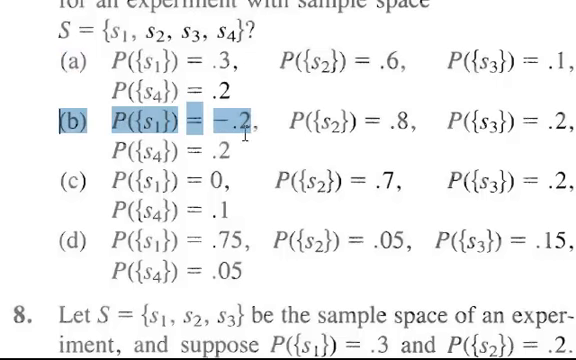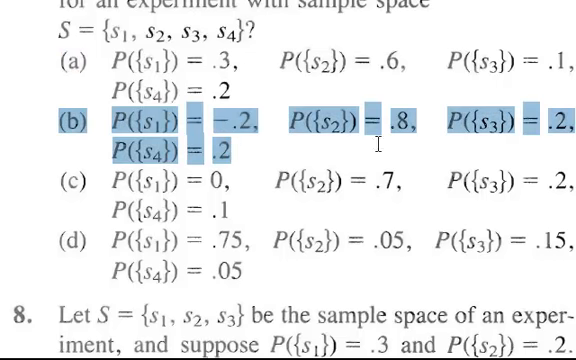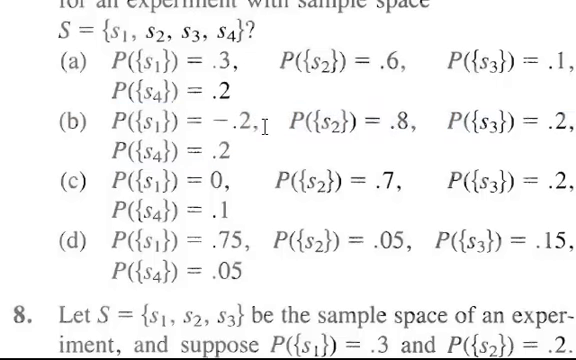How about B? Okay, what's wrong with B? They add up to 1, but it's still not right because we said all the individual probabilities must be between 0 and 1, but this is negative, so it's less than 0. So it's not between 0 and 1. So this is not valid.